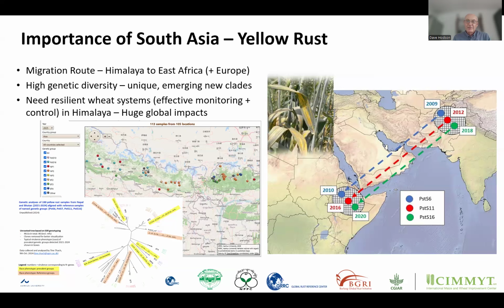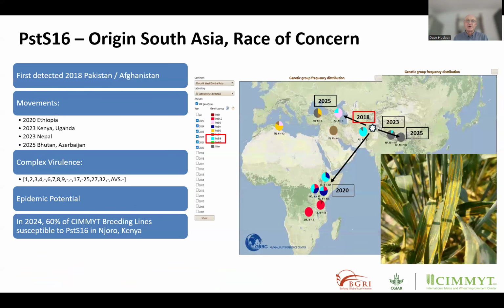I think the message that comes across is we really need resilient systems in the Himalaya region. We need effective monitoring. I think we need screening of germplasm. We need effective control. But I think if there are investments in this region, they would have massive global benefits and impact. It really is a critical region that needs to be focused on.